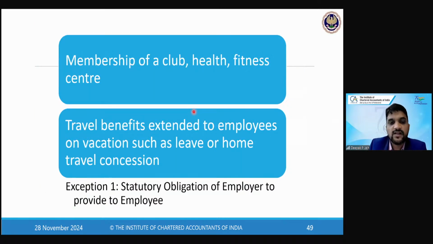Okay, so this is the first list. The other list is big. Membership of a club, health or fitness center: if you're taking any membership of a club or of a health or fitness center, then credit is always blocked. Then travel benefits extended to employees on vacation, such as leave or home travel concession, that is also not available. Again, where it is a statutory obligation of the employer to provide to the employee, then it will be available.